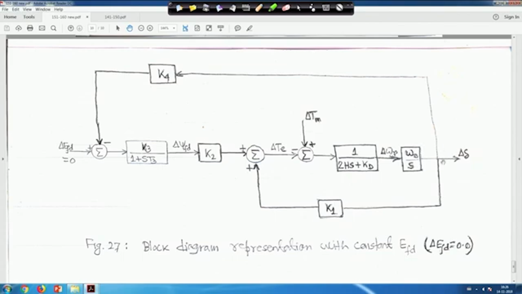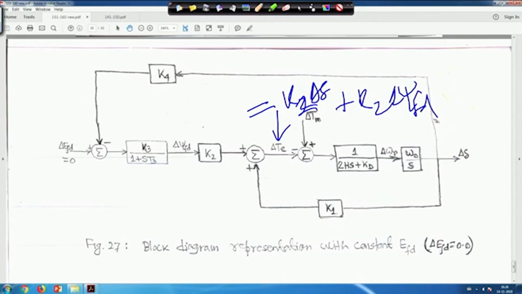delta delta will be delta omega r, omega 0 upon s. This is already shown, and from delta delta, two terms are there for delta T. One is K2 delta psi Fd, another is K1 delta delta. So if you look into the block diagram, delta T is nothing but K1 delta delta plus K2 delta psi Fd, and delta psi Fd is also related to the K4 term and another K3 term that we will see later, but this is your figure 27.